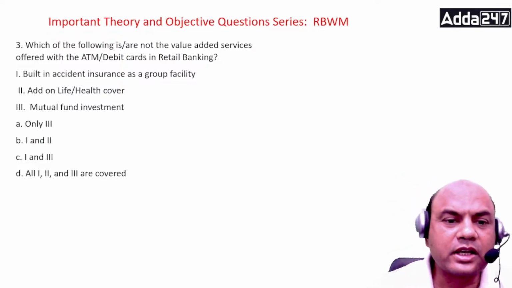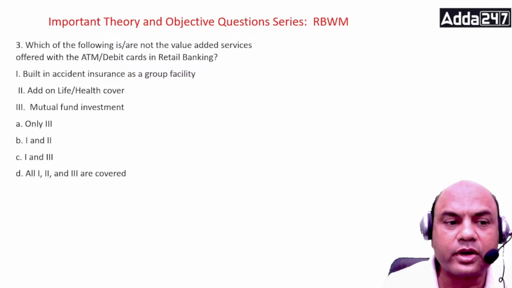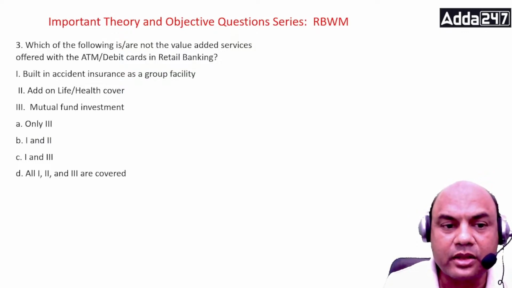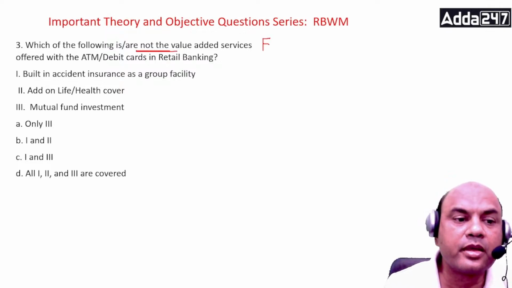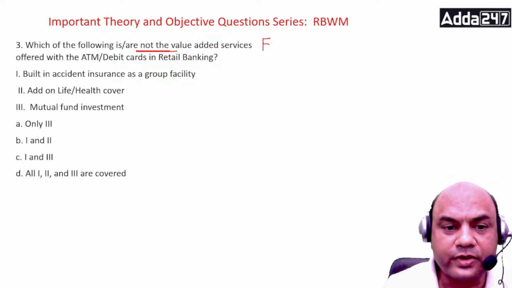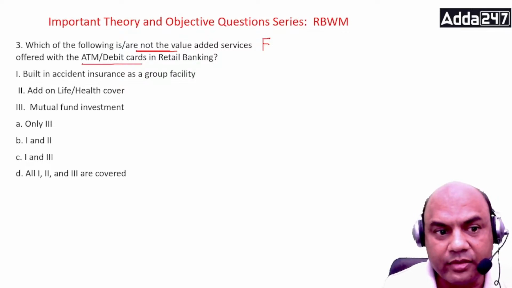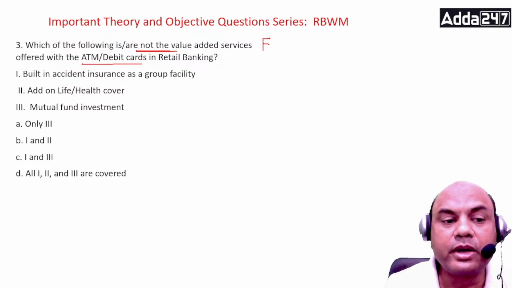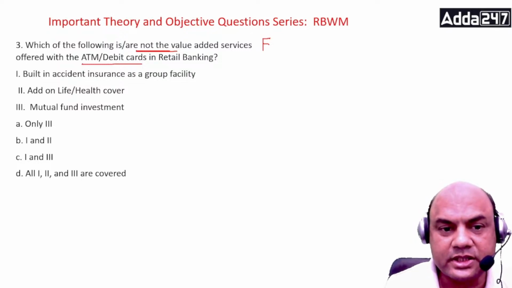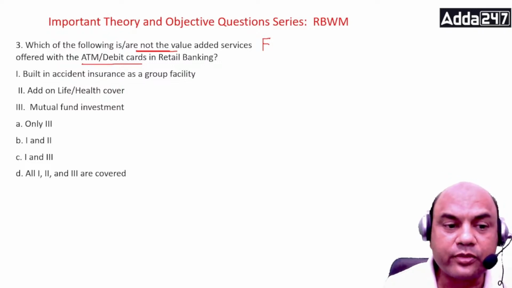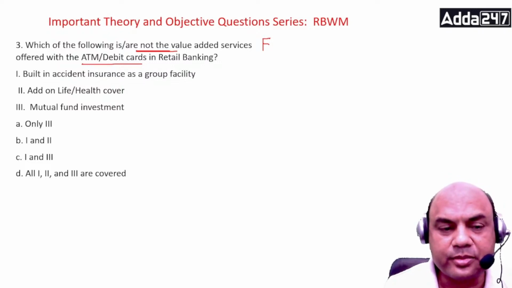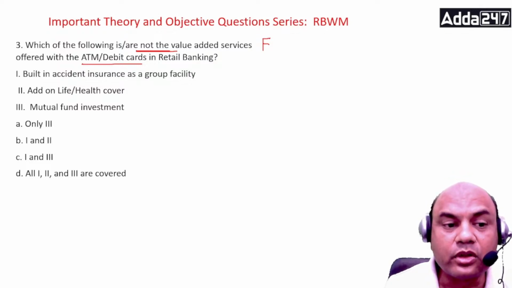Which of the following is not a value added service offered with ATM debit cards in retail banking? Not. Remember, again I am telling you, focus on the question. You want the false one, not the true one. Built-in accident insurance as a group facility. Here, value added services offered with the ATM debit card means you buy my debit card, I will give you this. So built-in accident insurance as a group policy, add-on life health cover, mutual fund investment. So which of them is not given?